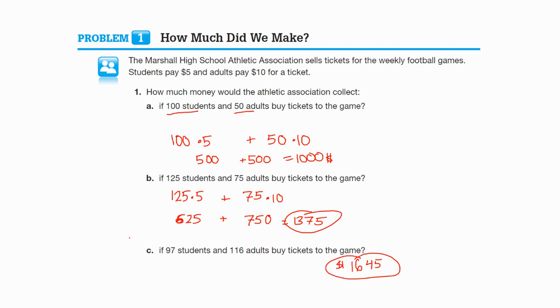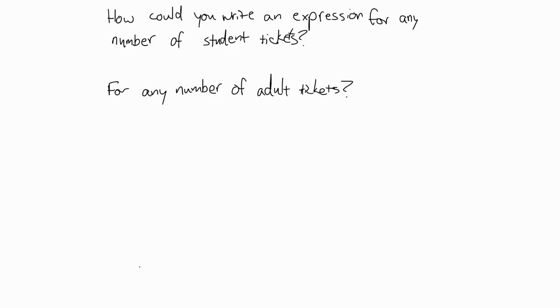Now, what if I needed to change that? What if I don't know the number of students and the number of adults? How could we write an expression for just the amount of money made by student tickets? Well, we could maybe do $5 per student, right? 5S, and S could represent any number of student tickets. How would you write it for adult tickets? Well, maybe something like 10A, right? That would represent the amount of money, $10 per adult, would be 10 times the number of adults.